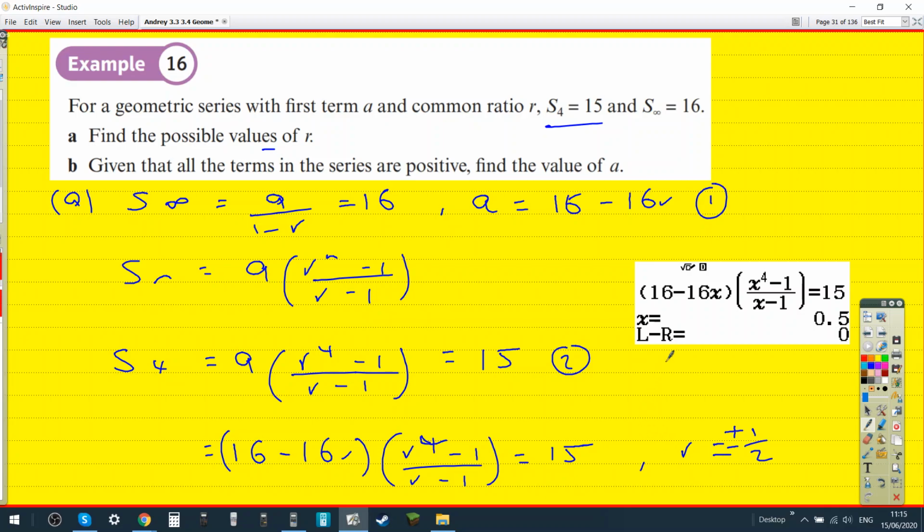So how do we know there's only 2 values? That's a good point. Because it's a quartic, there could be 4. So the only way to do it could be quintic, because 16R and R to the 4, that'd be R to the 5. We could expand this whole bracket and do it that way. Okay. So any idea how to do that?